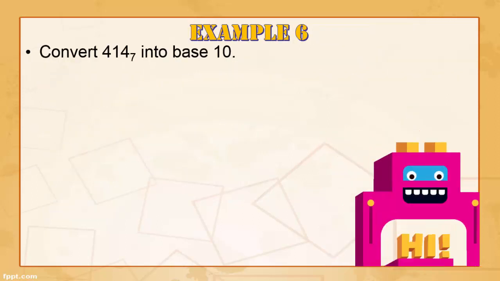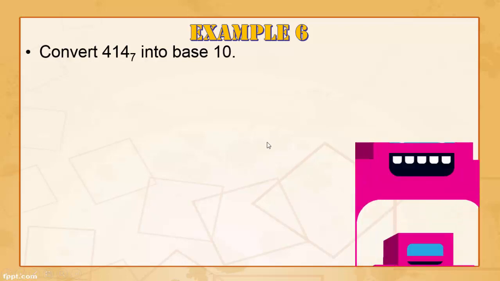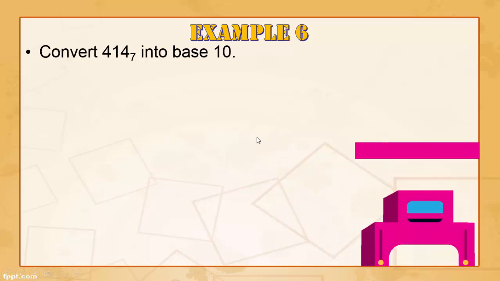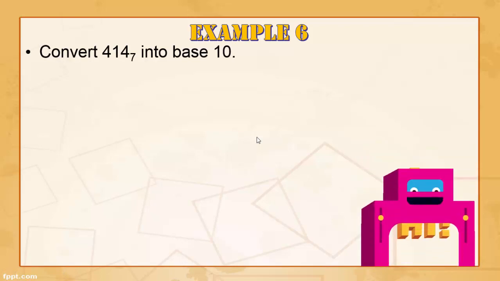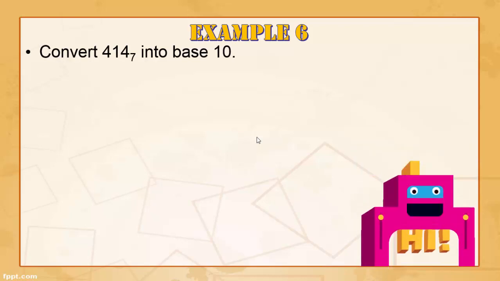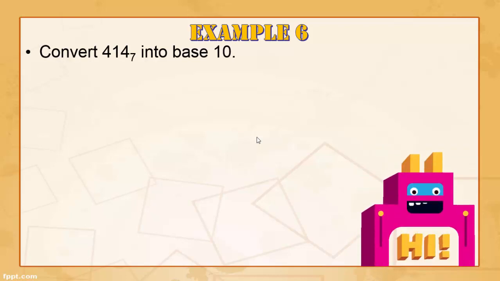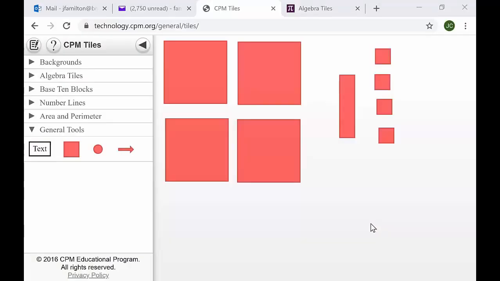So, for example, looking at example 6, we're going to convert 414 base 7 into base 10. So let us go to the whiteboard and see how we do this. And again, I'm going to first show you how it would look in blocks for those who like to see a visual representation, and then work it out on the table. In this example, we have 414 base 7, and I've tried to put it in terms of blocks.